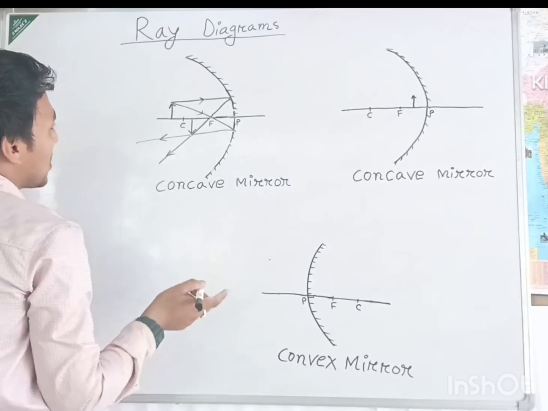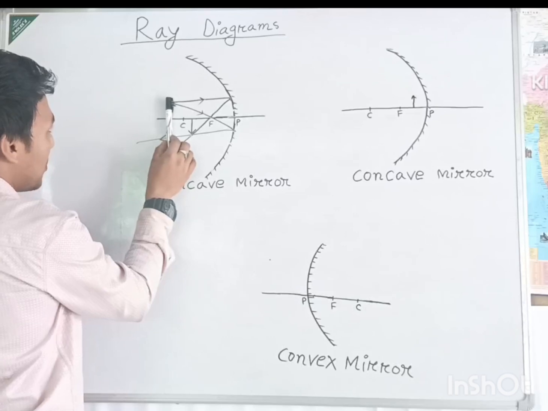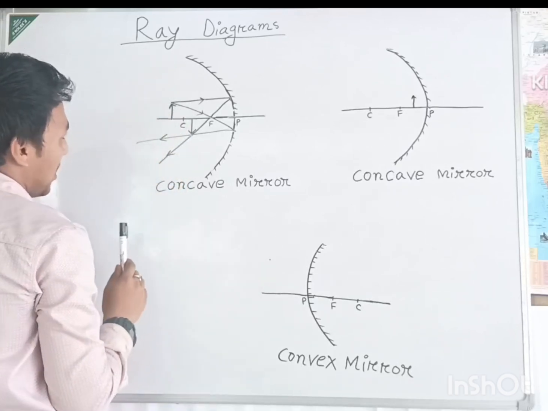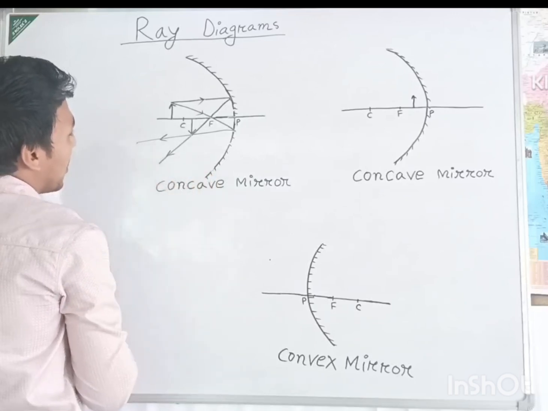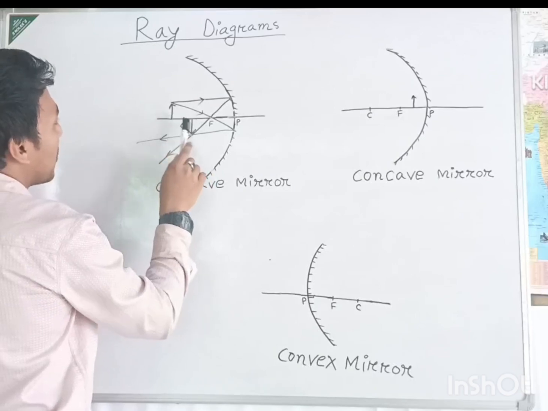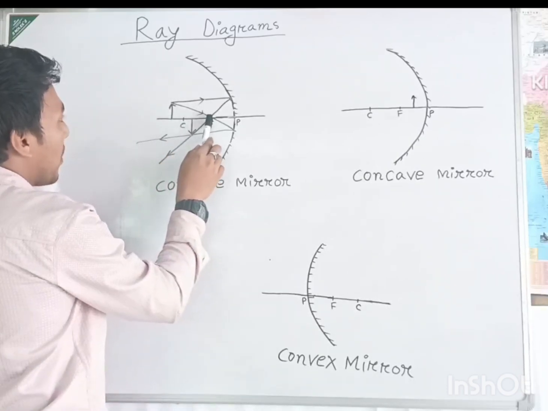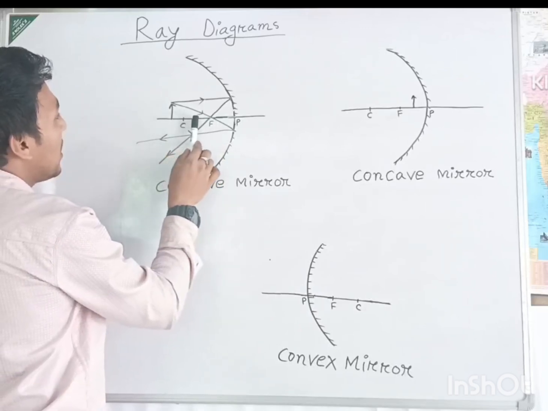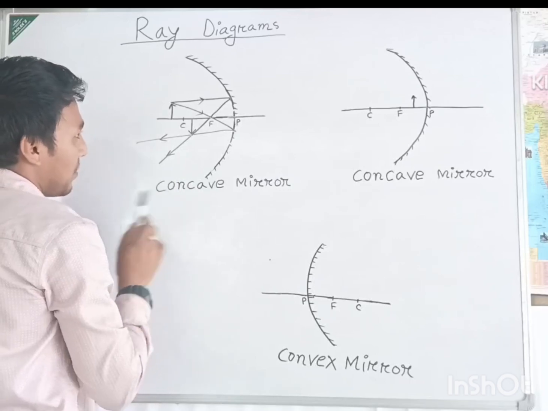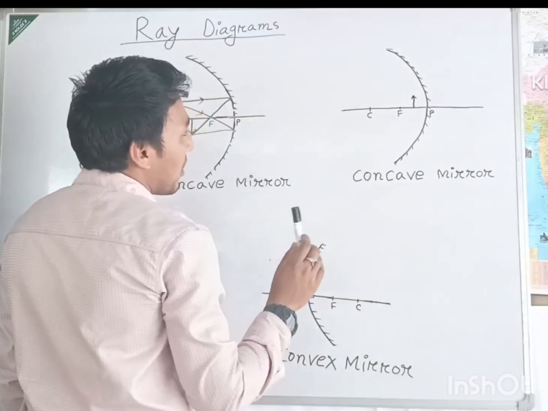And we know real images are always inverted images. Inverted means you have kept the object this way and the image you have got is upside down, opposite. So this type of image is called an inverted image. Now this is an inverted image and this is a concave mirror, so I have kept the object here and I have got this real image. So wherever you keep the object from this point on the left side, you always get a real image in the case of a concave mirror. Remember this thing.